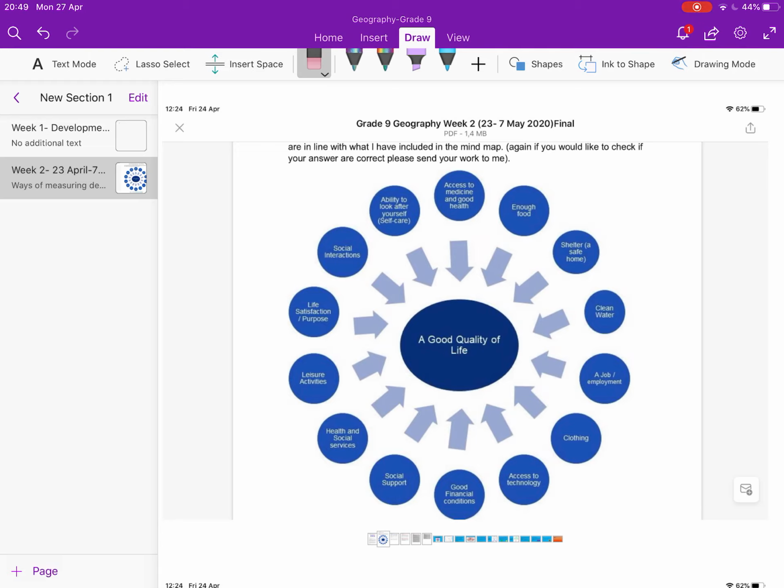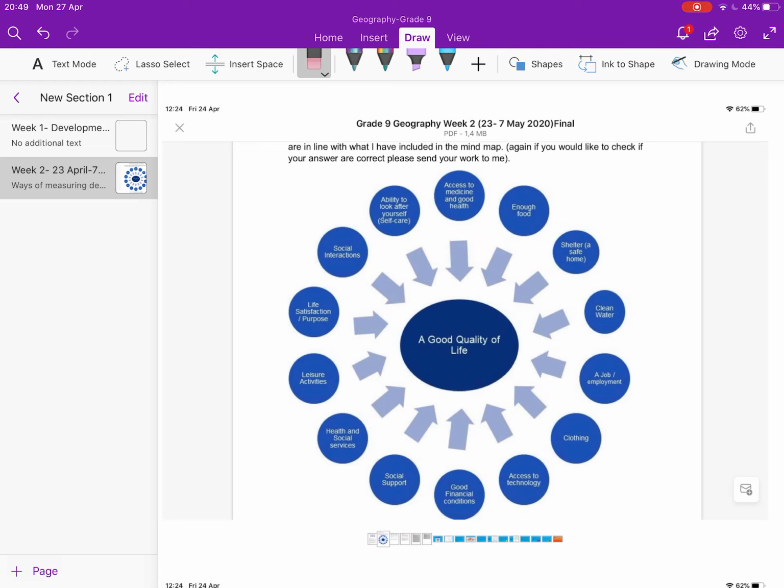So one of your activities from last week was to make a mind map of what you think contributes to a good quality of life. Some of the things that we've identified are mentioned in this mind map on the screen. Things such as enough food. Now, enough food, I think especially in a time such as lockdown, we all want enough snacks for when we're a little bit bored. Shelter, so it's getting a bit colder.